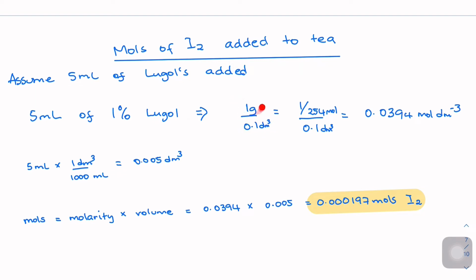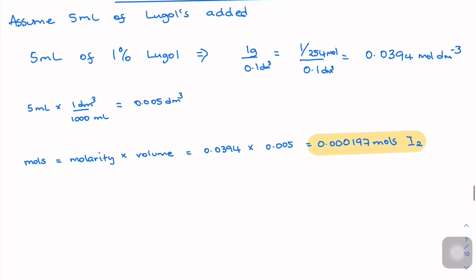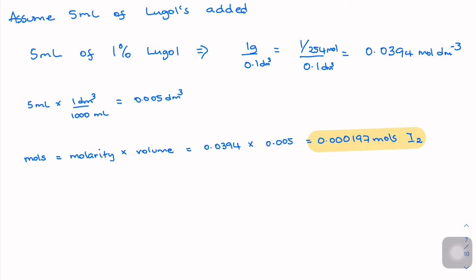So 1 over 100 grams is 1%. I converted this to dm cubed because molarity uses dm cubed, and then I converted the grams to moles. So moles over liters gives you the concentration in molarity. Molar mass of iodine, I2, is 254. So we figured out the concentration of iodine.